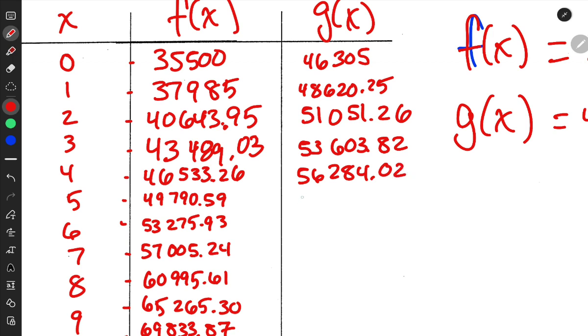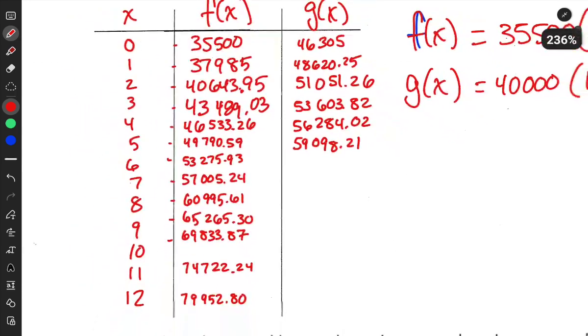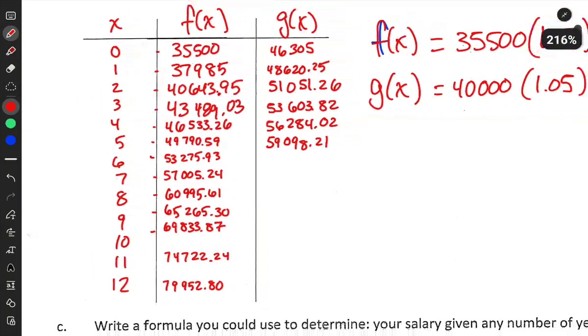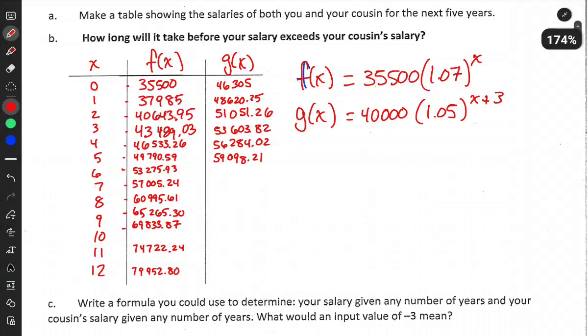Next year, $59,098.21. So, yikes. I believe the gap is getting smaller, but I don't think it's going to get small enough in 12 years. So here's what I'm going to do. I am going to write a new function, and here's what I'm going to do.